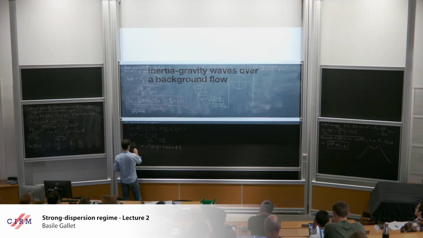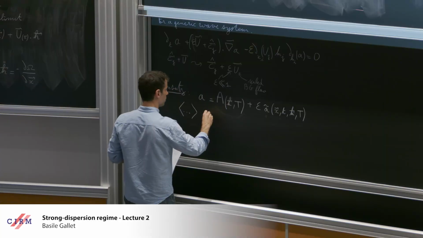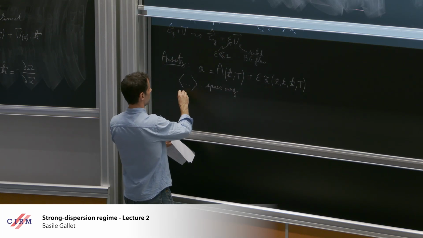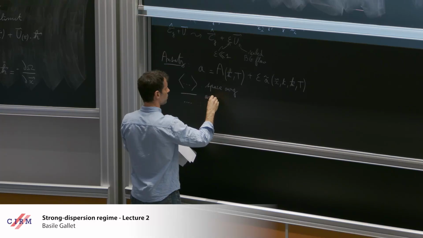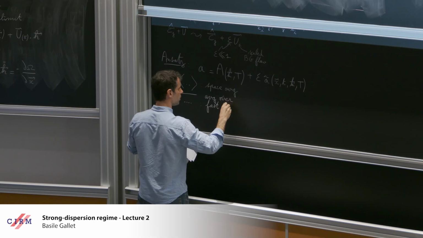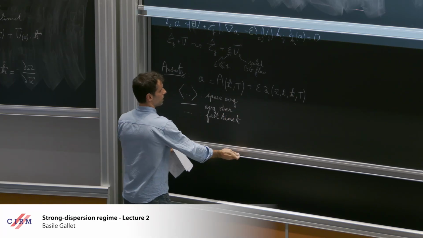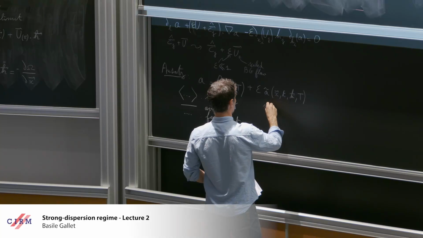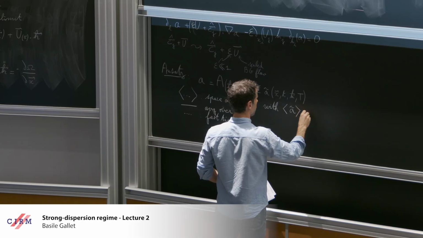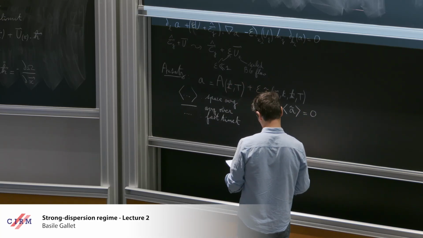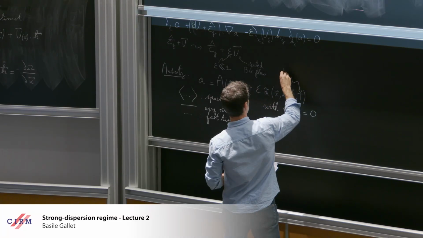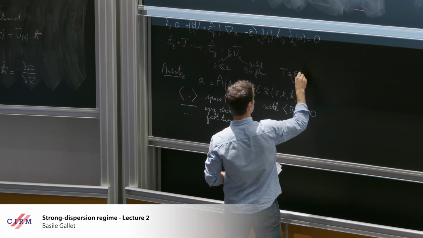And so I will also define a space average. I will define an average over the fast time t. And I will demand that the average of A tilde over space be 0. So I also need to define the slow time variable here, and capital T will be epsilon squared times little t.